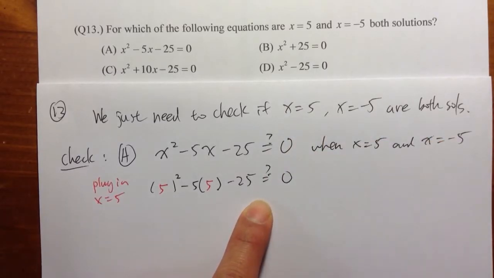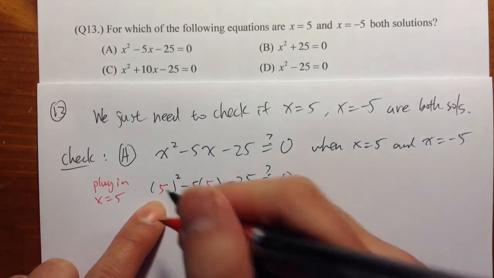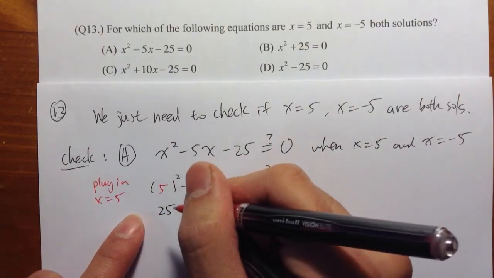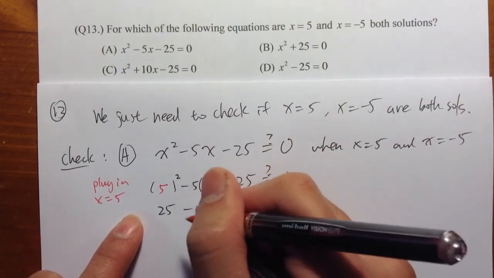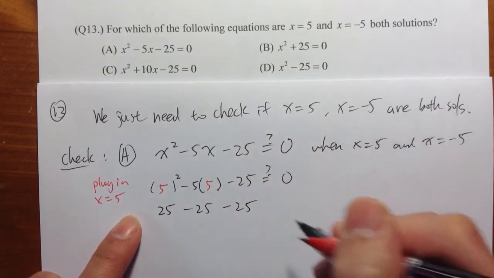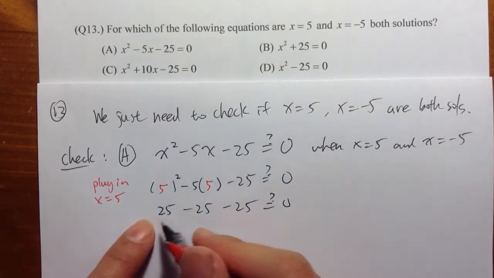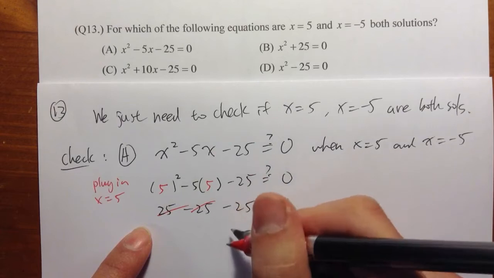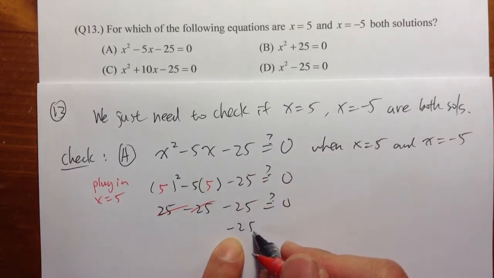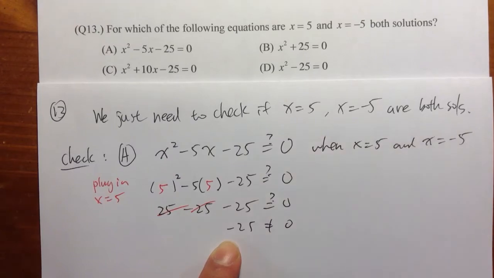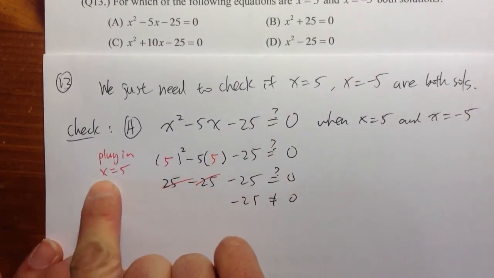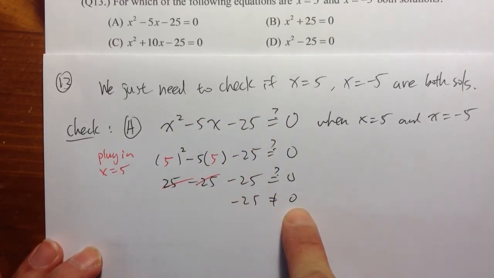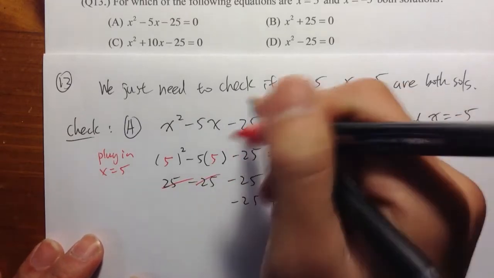We have to do the work. 5 squared is 5 times 5, so that's 25. And then -5 times 5 is minus 25. Bring down the minus 25. Will that give me 0? Well, 25 minus 25, these two cancel out to be 0, so we are left with -25, and for sure, this is not 0. So as we can see, when you plug in 5 for x, this equation does not give you 0. So we know answer choice A is incorrect, and we cross this out.